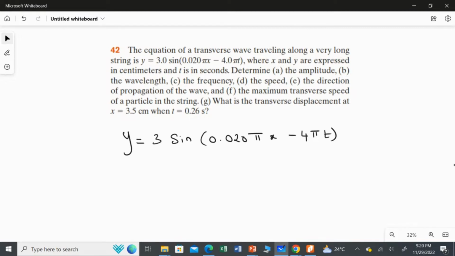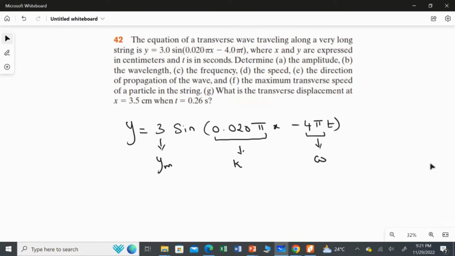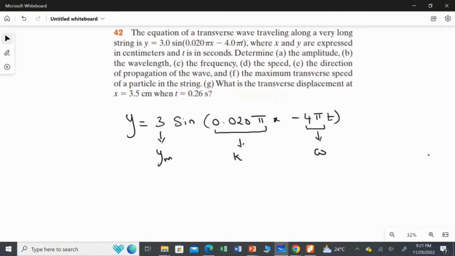In the first part, you have to find the amplitude. As we already know, in the wave equation the first term is the amplitude, this part is the angular wave number k, and this part is the angular frequency omega. The amplitude has no unit shown, but they mentioned that x and y are expressed in centimeters, so you have to give the unit for the amplitude.